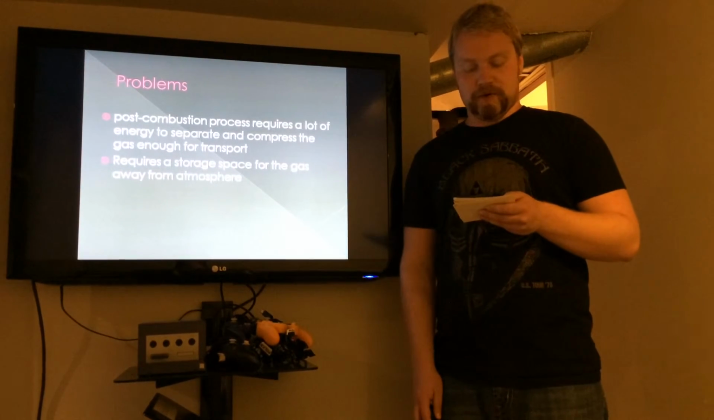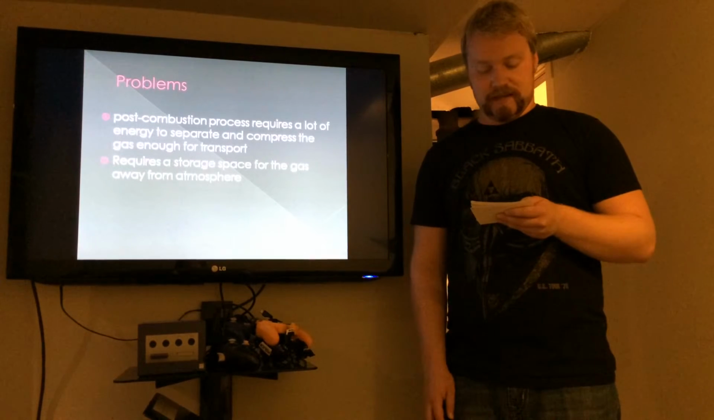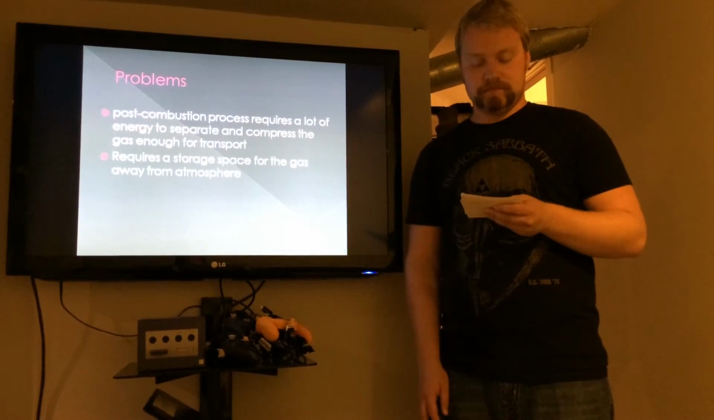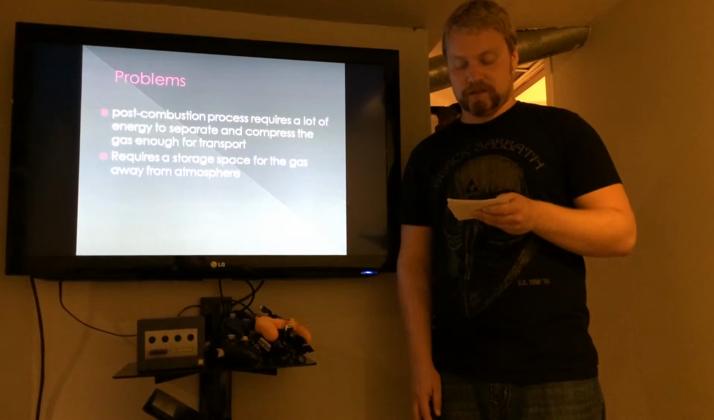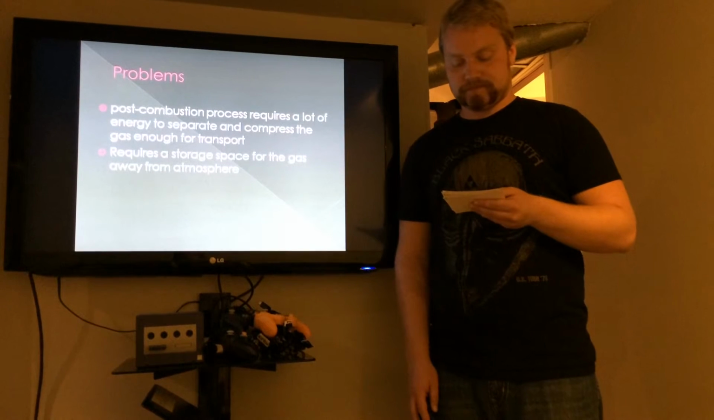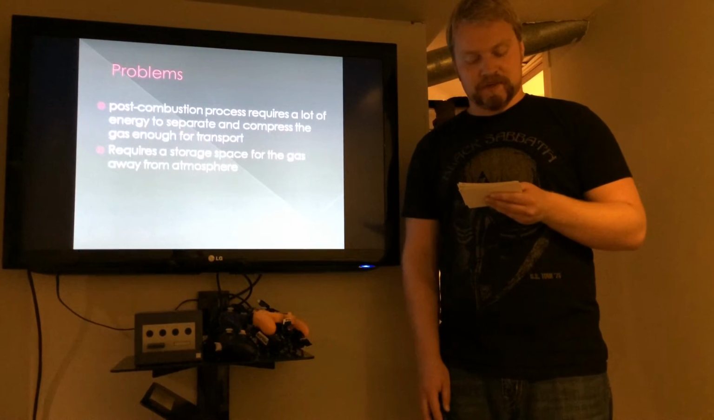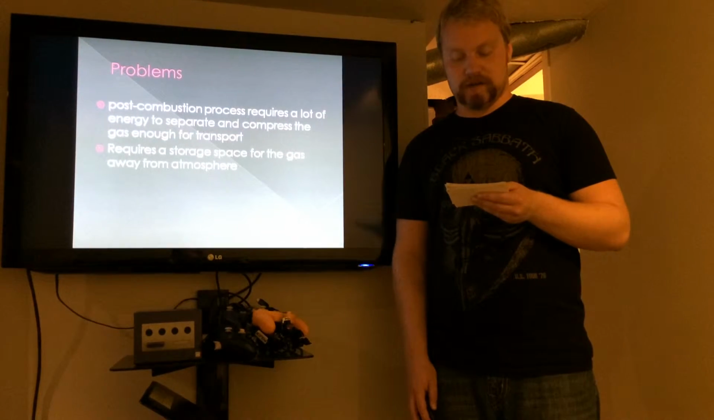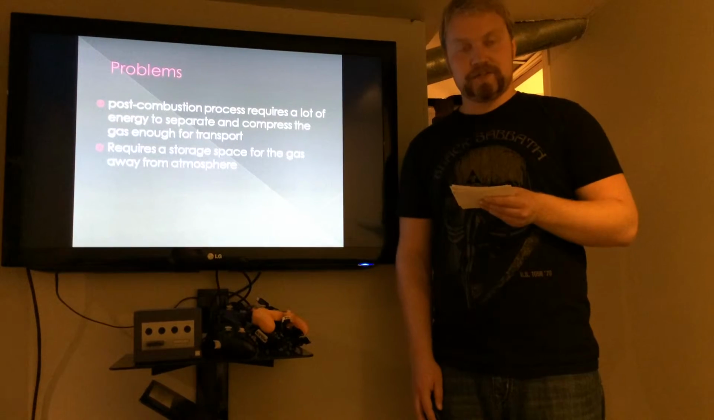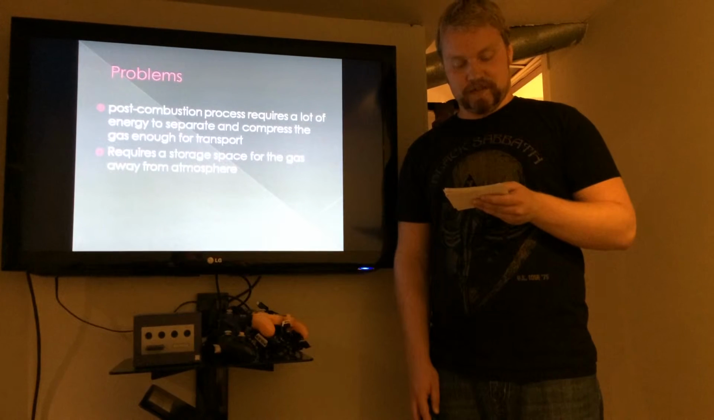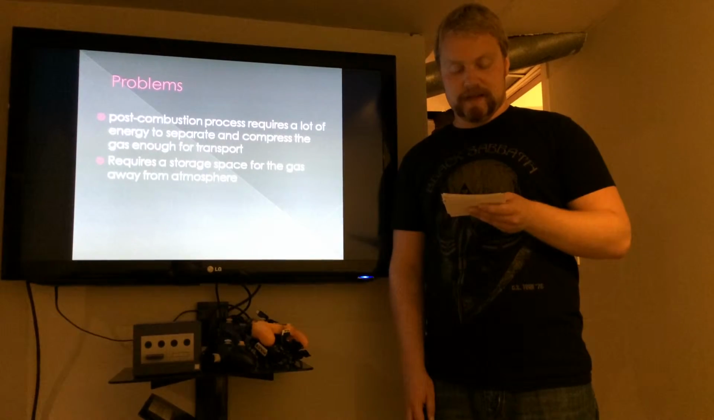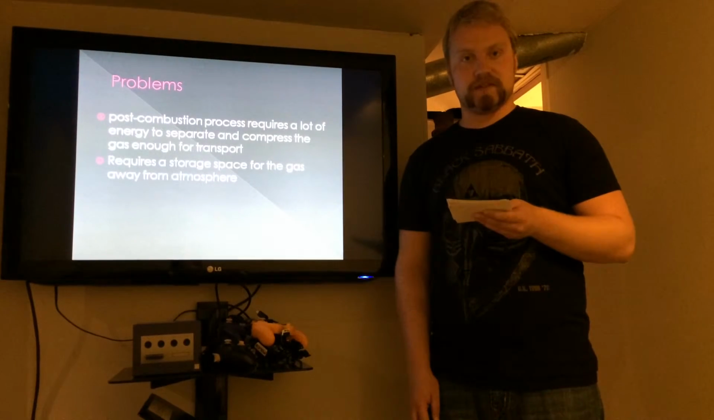Number one, it requires a lot of energy to separate the amines from the carbon dioxide with heat once it has been absorbed. Number two, it requires a lot of energy to then compress the carbon dioxide gas for transportation. And number three, the process requires somewhere to store the carbon dioxide once it is processed away from the atmosphere. This traditional process diverts roughly 30% of a plant's power output to remove carbon dioxide, and that has serious costs that businesses don't want to pay.